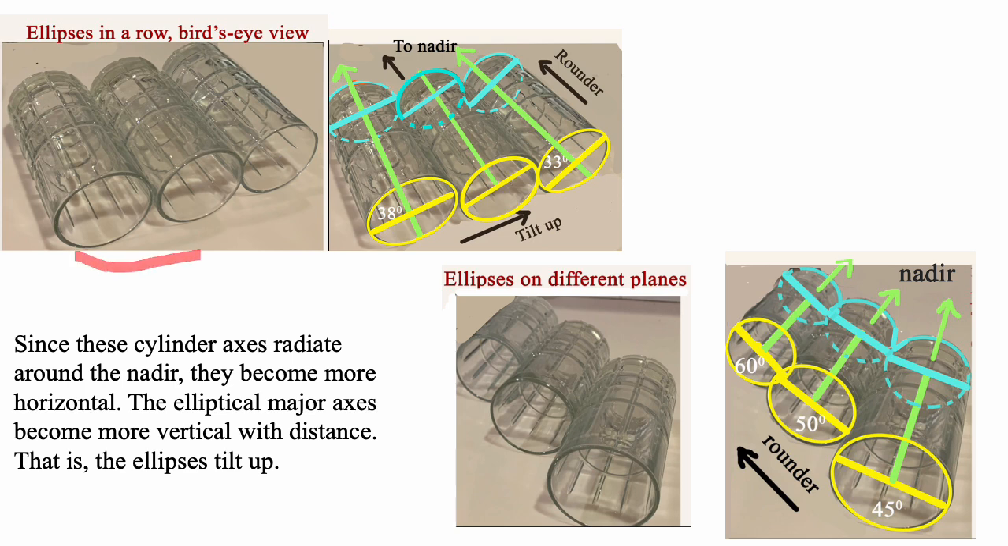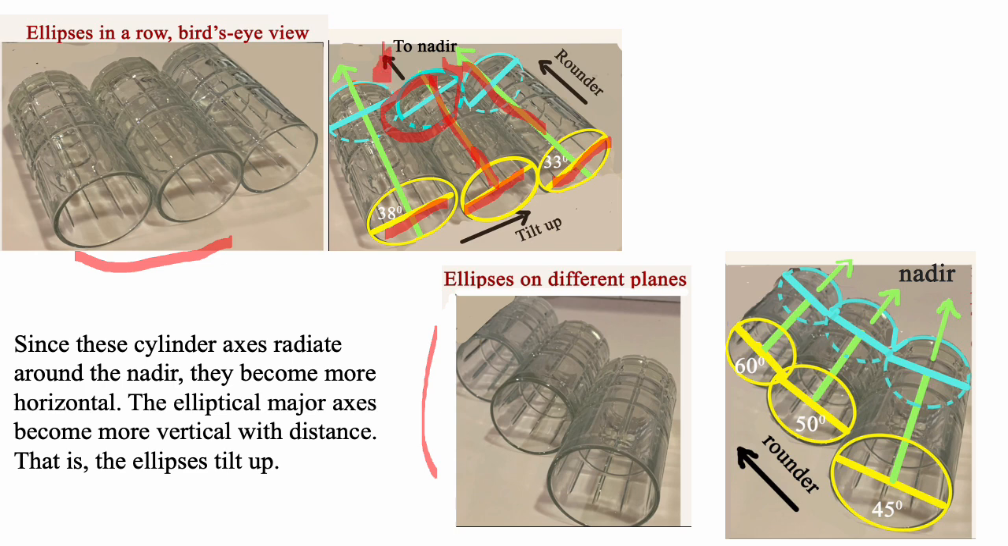Here are three glasses in a row, and here are three glasses on different planes. Now, in the first case, the cylinder axes point toward the nadir and become more horizontal with distance. As a result, these elliptical major axes, which must remain perpendicular to these cylinder axes, tilt up. Now, where is the center of vision? Well, this is nearly a circle, so the center of vision is probably around here.